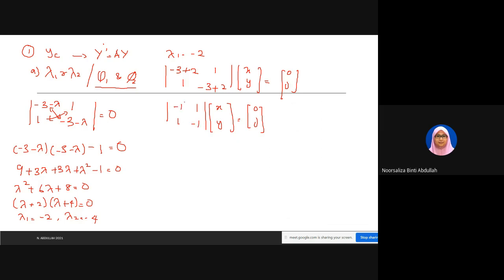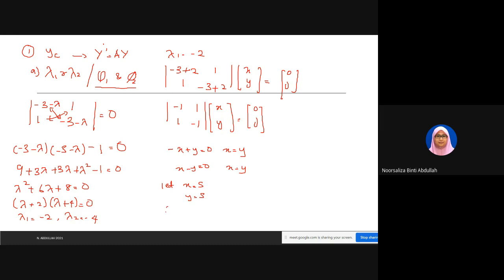So now this one times this one, you have minus x plus y equals 0, and the other one is x minus y equals 0. If you do this, you will get x equals y. This one also, x equals y. So if x equals y, it doesn't matter which one you want to use. Let's say we put x equals s. Then y also equals s because y equals x.